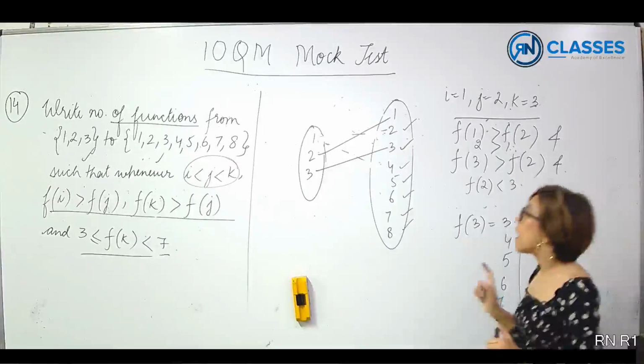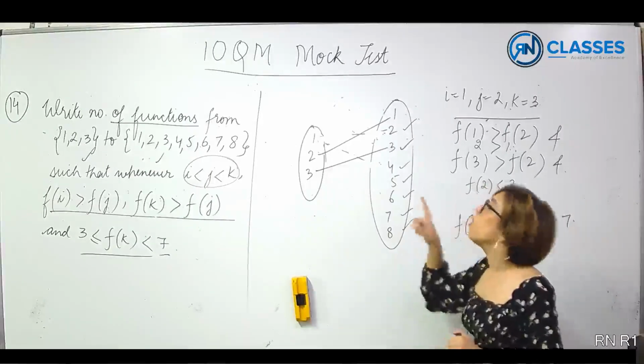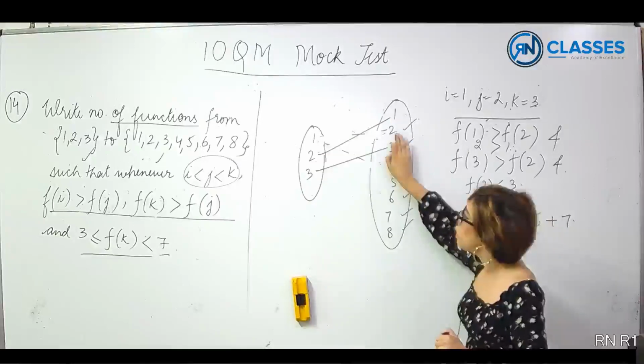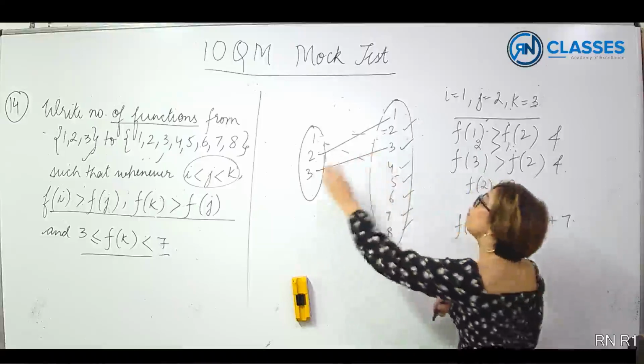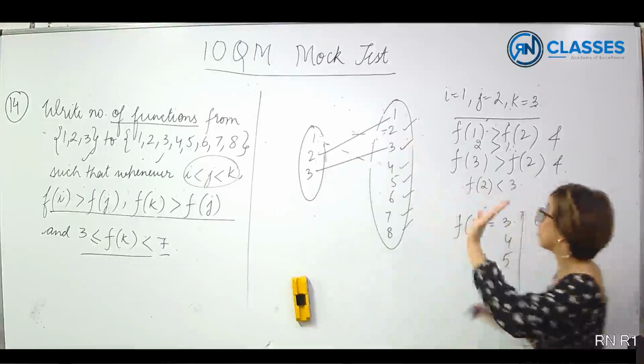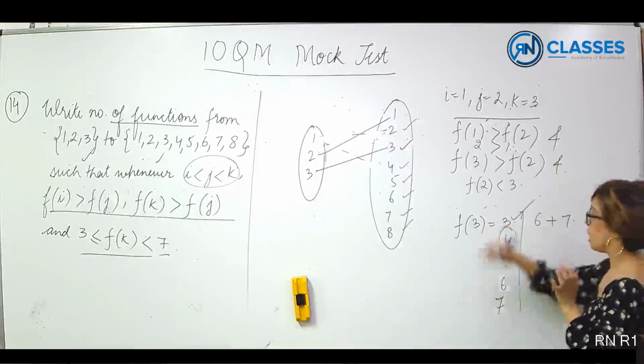Done? Now, obviously, I have exhausted all the cases now. f(2), I have taken it to be 2. f(2), I have taken it to be 1. So, that means f(3) associated with 3 is exhausted. This case is done. Moving on to the next one.